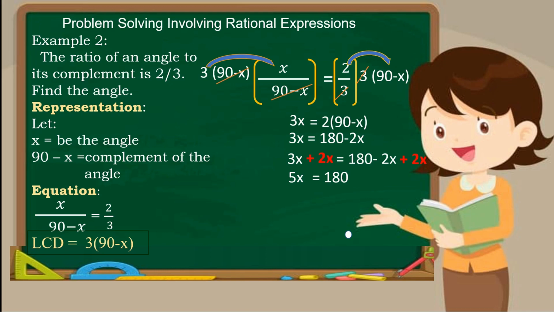Okay, meron pa tayong 5 dito na factor ng x. So, we have to apply the division property of equality or divide 5 to both sides of the equation. 5x divided by 5 equals 180 divided by 5. So, 5 and 5 will cancel into 1. 1 times x is equal to x. And 180 divided by 5 is equal to 36. Okay? So, yung sagot pala natin dito sa measure ng angle na ito ay 36 degrees, of course. Okay? 36 degrees ang final answer natin. Okay?